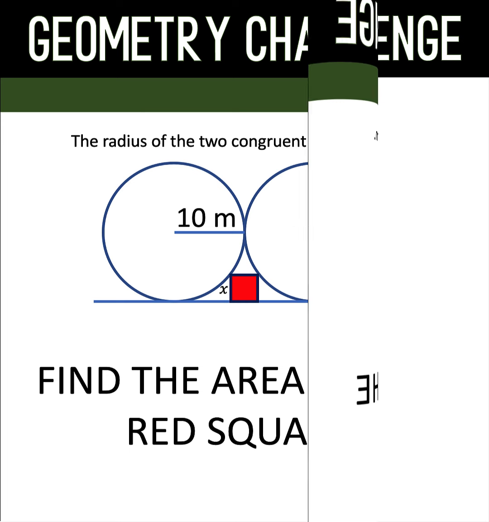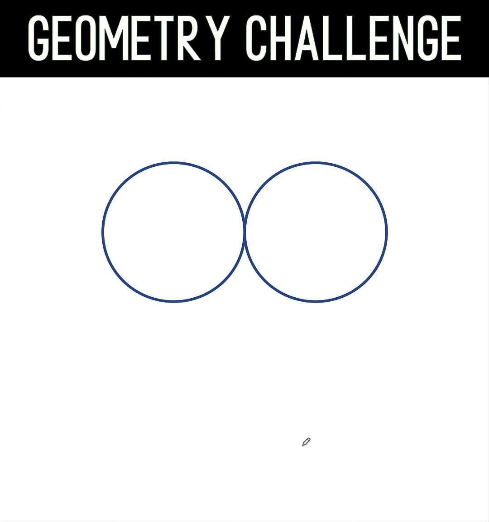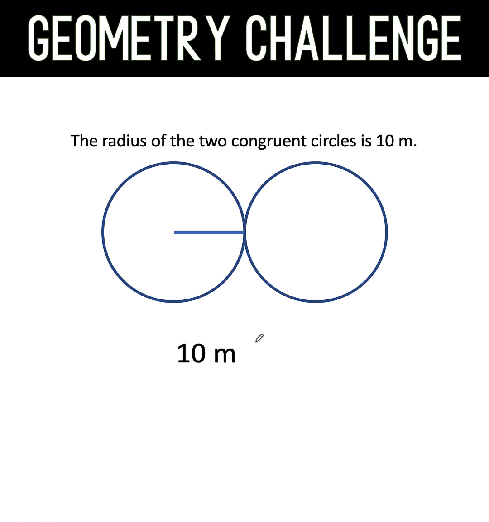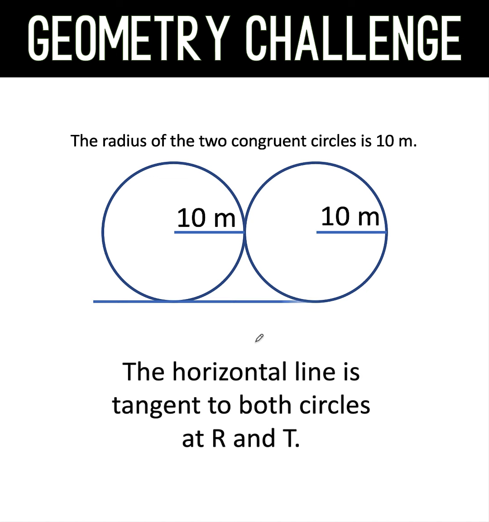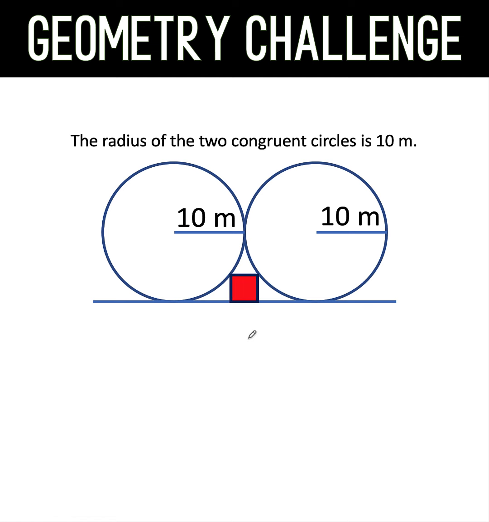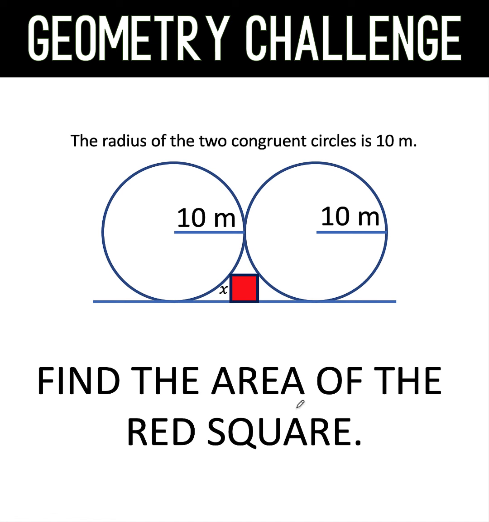Hey everyone, here's our math problem for today. Let's say we are given these two congruent circles that are tangent externally. The radius of each of these two congruent circles is 10 meters, and we draw this horizontal line. At this space, let's insert a square with a side length of x units, and we would like to find what is the area of this red square.